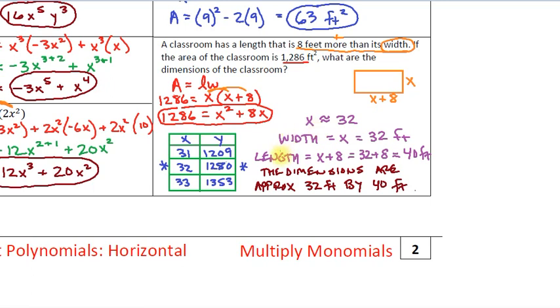So this is an example of when it asks you to solve this problem, you don't know how to find x directly. You're going to have to make a table and just start plugging in numbers until you get a group of numbers that are close to your answer. Pick the one that ends up being the closest to what you want the area of this classroom to be, and that will give you your approximate dimensions.